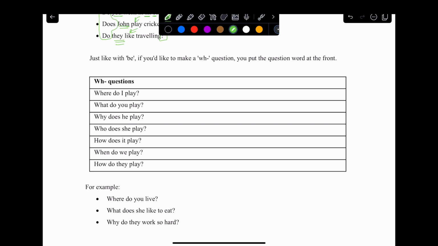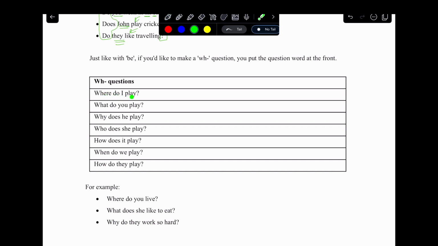And the same with the verb to be. Just like with be, if you'd like to make a WH question, you put the question word at the front. So the same as with the verb to be. If we want to make a WH question, we put the question word first and then we complete the question. Where do I play? So where, what, why, who, how, when come first, then do or does depending on the subject, then the subject, and finally the verb play. And if there is a continuation to the question, we add it after the word play.